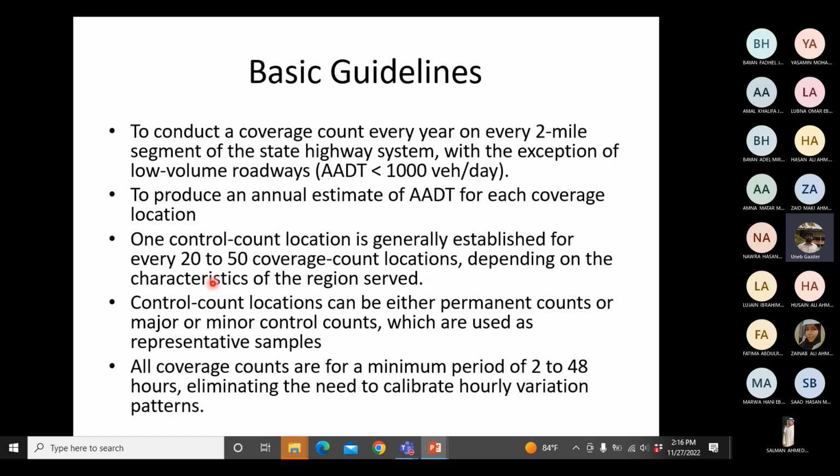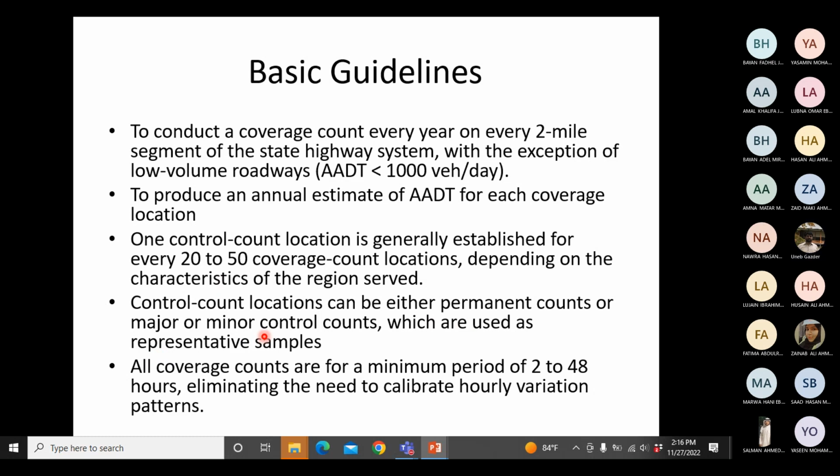Control counts for statewide program can be of 3 types. Now remember, there are 3 types of control counts. Coverage counts are the same as we discussed for limited network. So control count itself is divided into 3 types. We have permanent control counts, we have major, and we have minor. Permanent control counts, major control counts, minor control counts, all of them control counts.